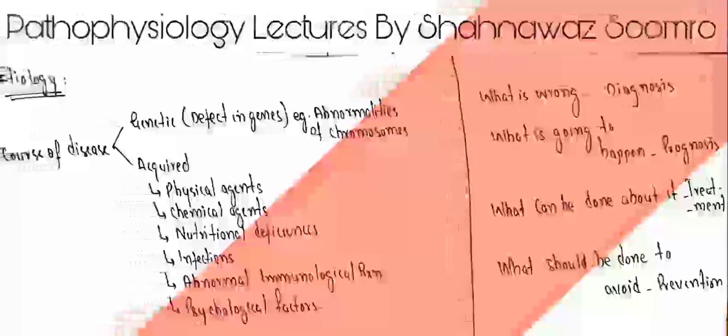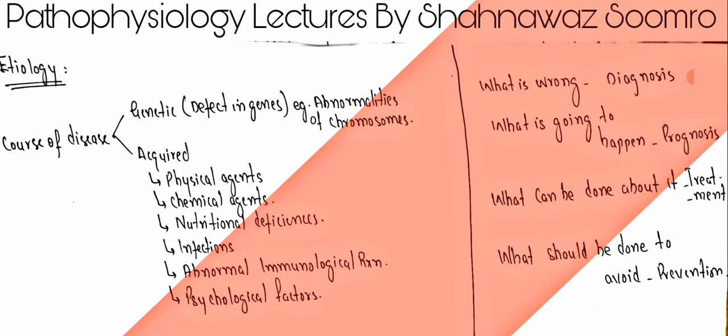Besides this, there are some terminologies. At the right corner I have written about the diagnosis first. It means what is wrong, what's going on, is about the diagnosis. Diagnosis is to identify the problem or disease. Here in simple words I have just written the concept. For example, what is wrong is the diagnosis. What is going to happen will be the prognosis. In prognosis we see what will happen further. What can be done about it is included in the treatment. What should be done to avoid it is included in the prevention.